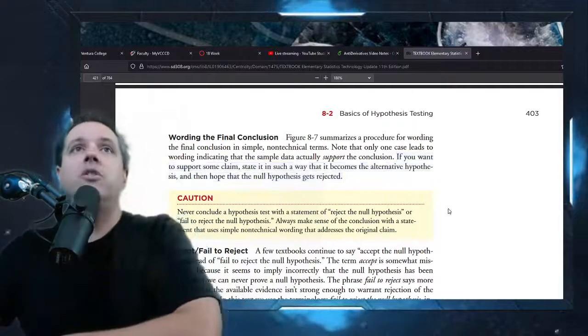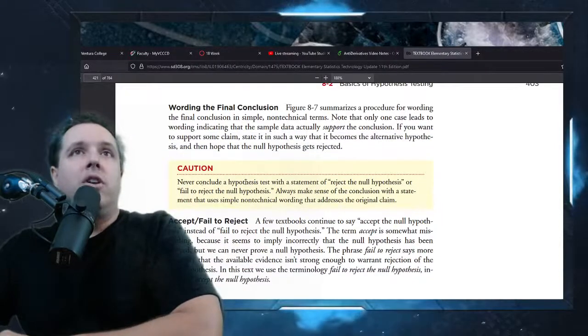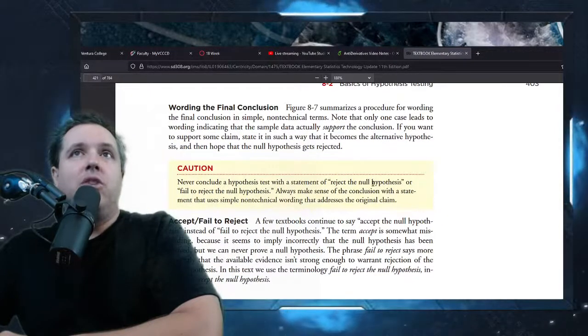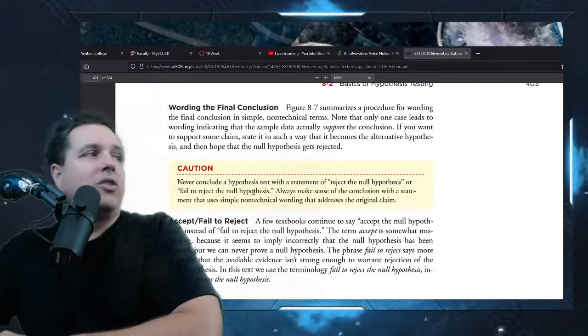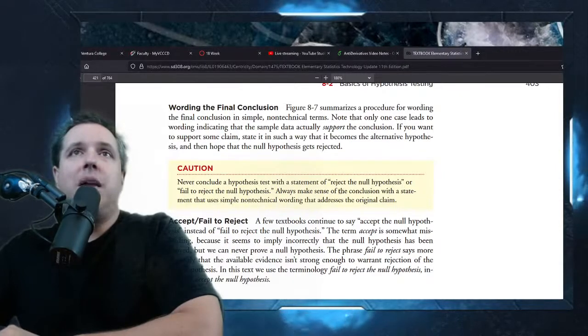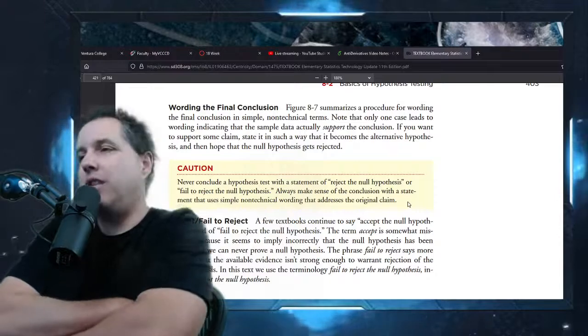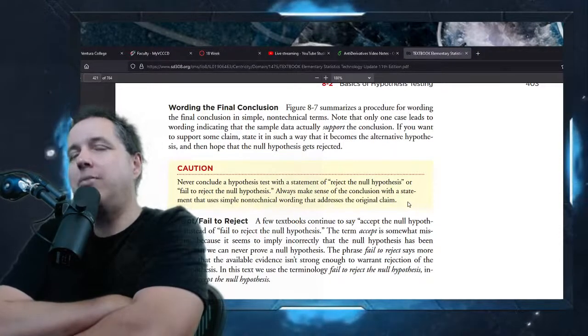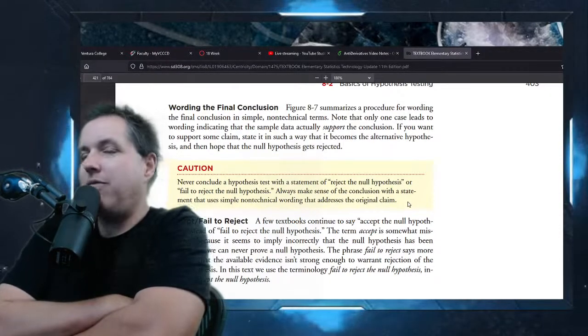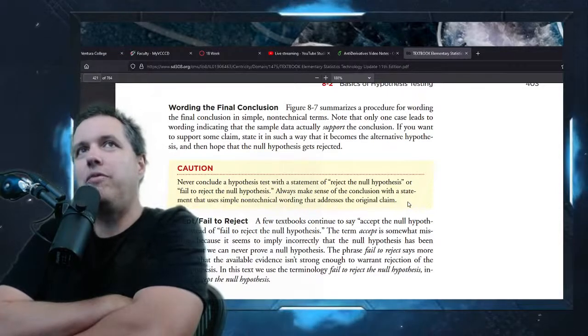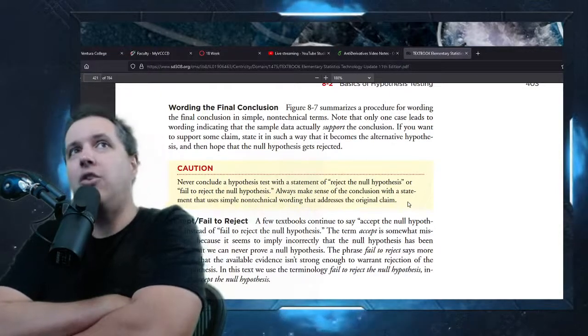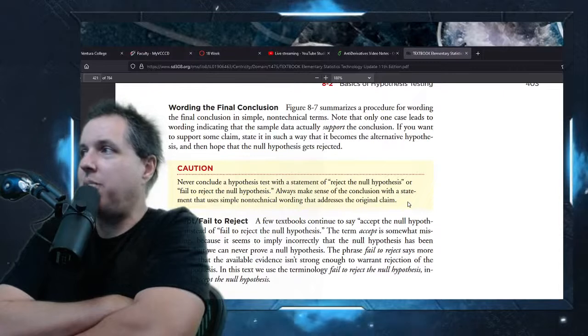Okay? So never conclude a hypothesis test with the statement, reject the null hypothesis, or fail to reject the null hypothesis. Always make sense of the conclusion with a statement that uses simple, non-technical wording that addresses the original claim. Now, in this book, they're telling you not to use those phrases. I'm saying go ahead and use both, because I find that students feel a little more comfortable if they can say either reject the null or fail to reject the null hypothesis.